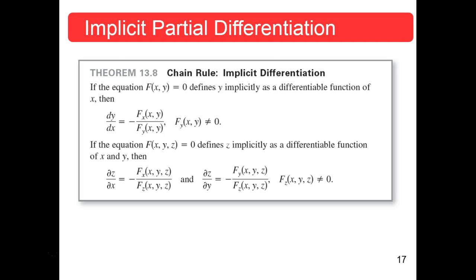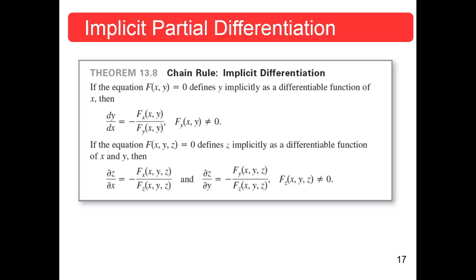Then your dy/dx is minus F sub x, the partial of the capital F with respect to x of x,y, divided by the partial of F with respect to y of x,y. Now that's assuming, of course, that F sub y at x,y is not equal to 0 for any values x and y in that domain.